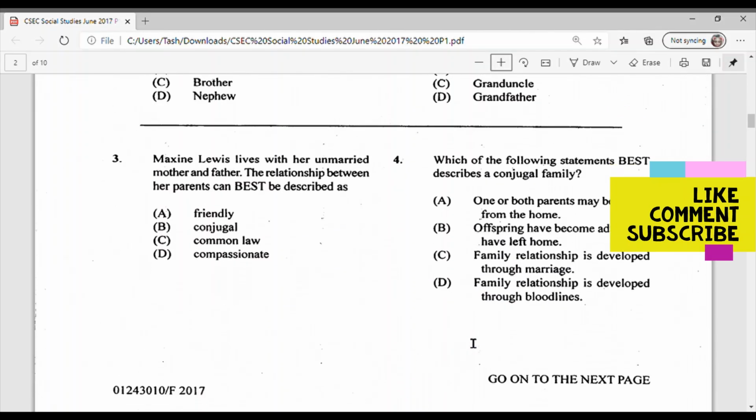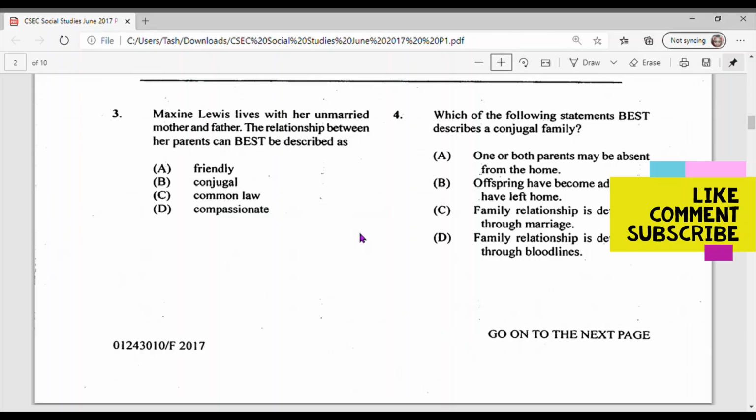Number 3, Maxine Lewis lives with her unmarried mother and father. The relationship between her parents can best be described as. The clue in this question is the fact that she lives with both parents, mother and father, and they are not married. So that means your answer for this one would have been common law. For number 3, the answer is letter C.